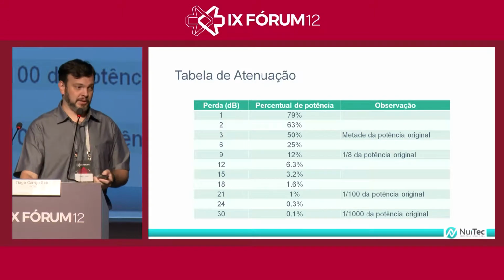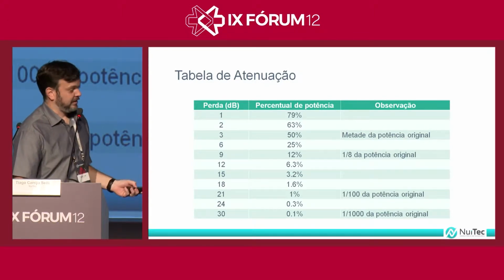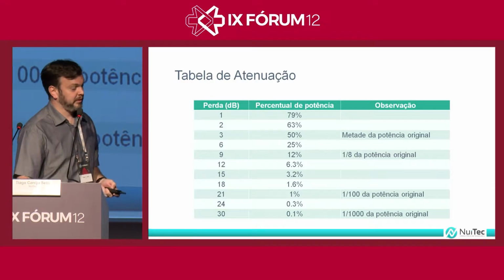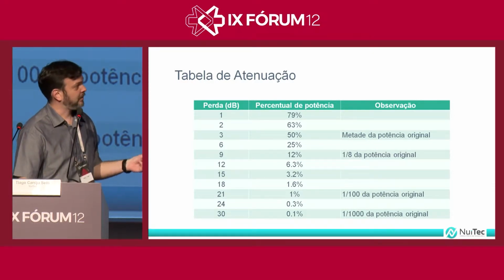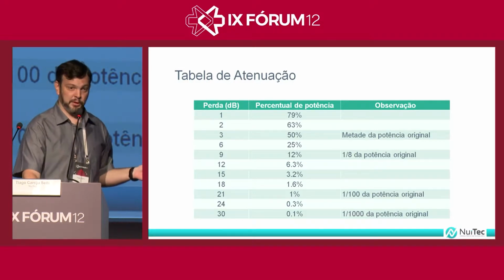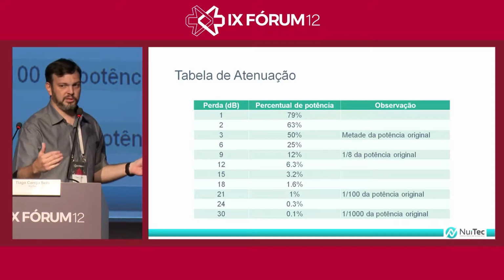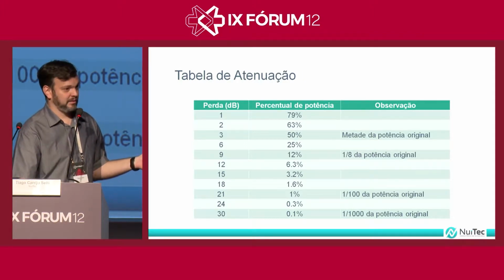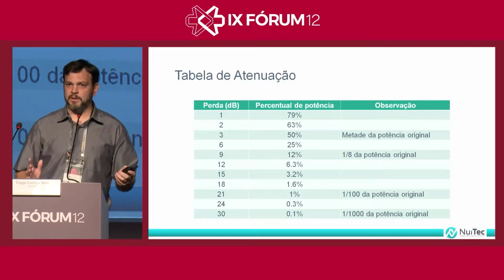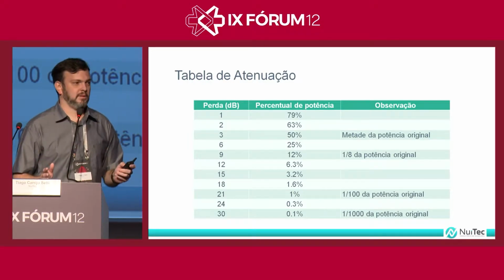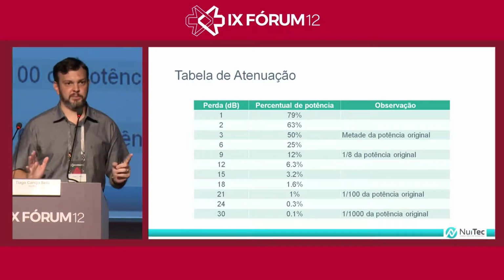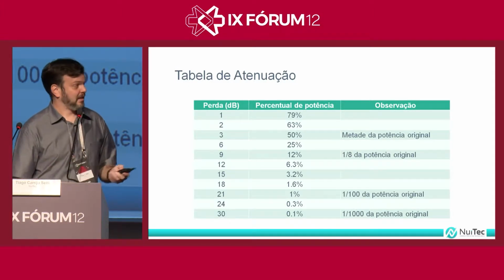And here we have an attenuation table, just for you to understand this logarithm regarding losses. Here we have the loss. This is the loss in dBs, the power percentage, and what does this represent? When we talk about 1 dB of loss, we have 79% of original light. When we talk about 3 dBs, this is half. It's 50%. So if somebody says that they have a loss of 3 dB, it's not little, it's a lot. It's half of the original power is lost. You only have half of it.